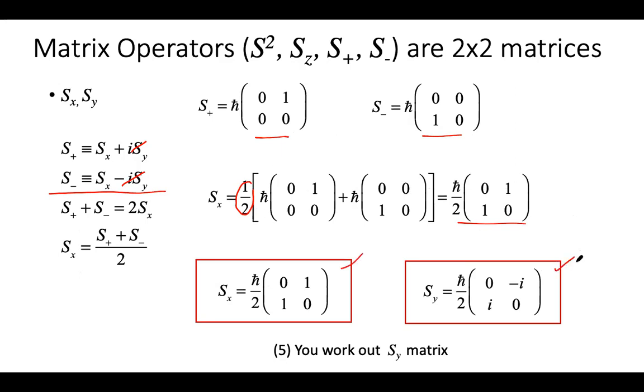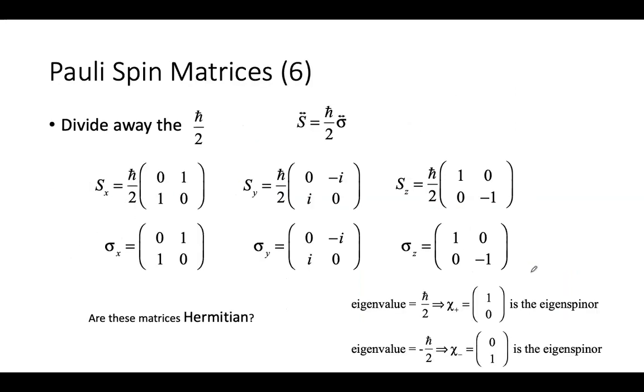You're going to do exactly the same thing to find S sub Y. We already did the Y component of spin. That was one of my example problems back in chapter 3. And I just said, don't worry about why it is, it just is. Now you can see where it came from. It came from right here. And you're going to work that one out in step 5 on the tutorial.